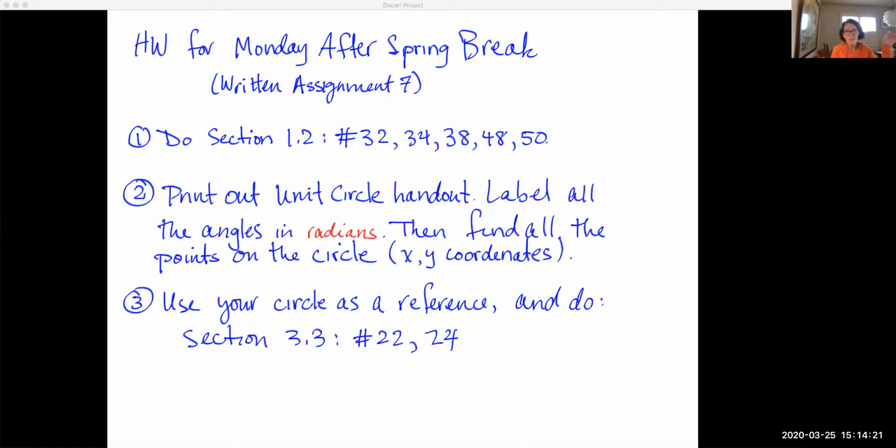You can get this done before break and then forget about it. It won't take you very long. But like I said, if you wait till break is over, it's not fresh in your mind anymore. It might be hard.